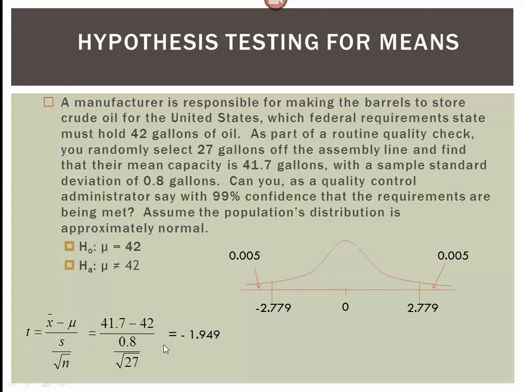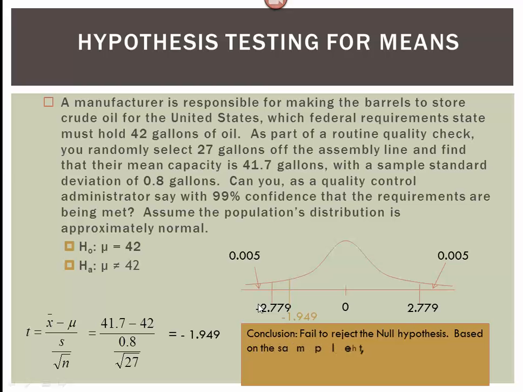All right, and we get negative 1.949, which is almost 2 standard deviations to the left. However, it is not, according to the significance level I set, significant enough for us to reject the null and say that the requirements are not being met. And so our conclusion is to fail to reject the null hypothesis. Based on the sample, the manufacturer can be 99% confident that the barrels fall within the necessary standards.